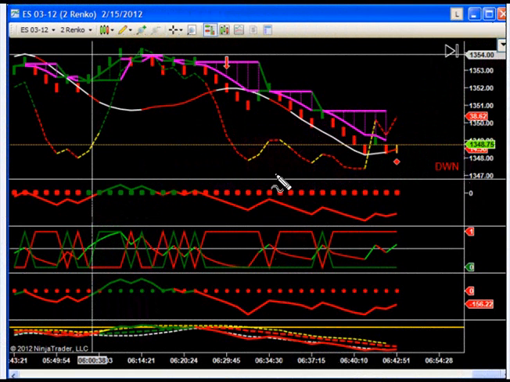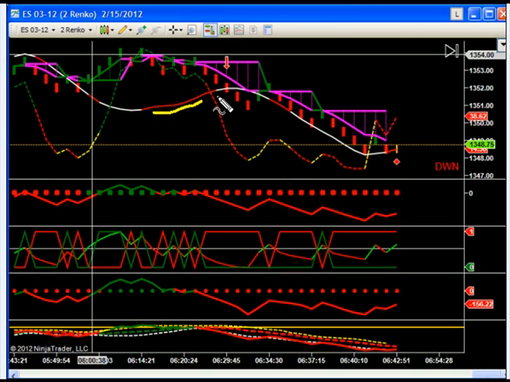This is the ES2 Renko on 2/15/2012. I entered the first trade of the morning right around when the market opened. I'm using 24/5 data here. There was a fairly long squeeze.